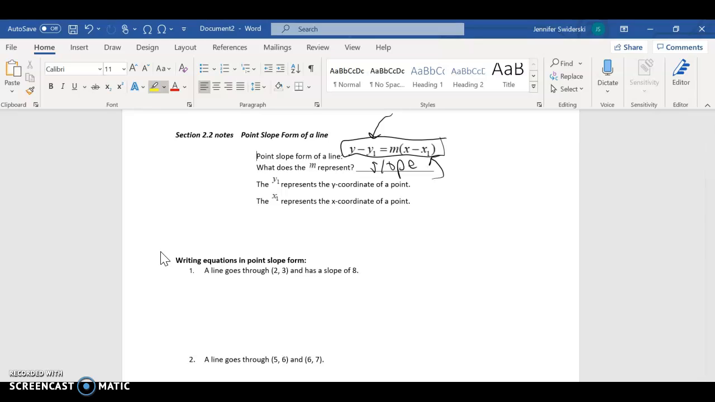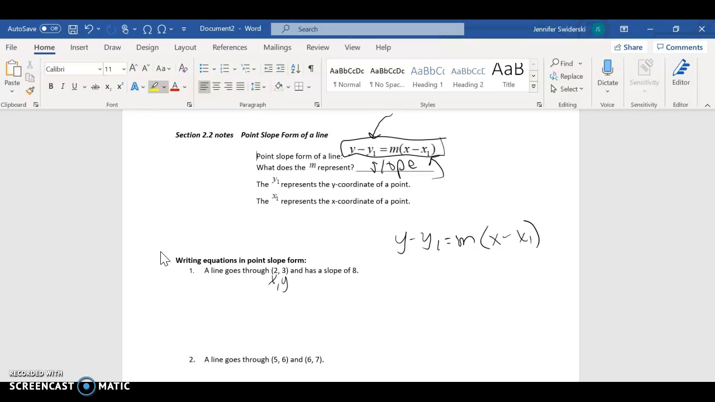Remember, I always like to write down the equation: y minus y1 equals m times x minus x1. Yes, you'll need to memorize that. So it says a line goes through the point 2, 3, and has a slope of 8. Remember, your 2 is always the x, the first coordinate. The 3 in this case is my y. Are you ready for this?